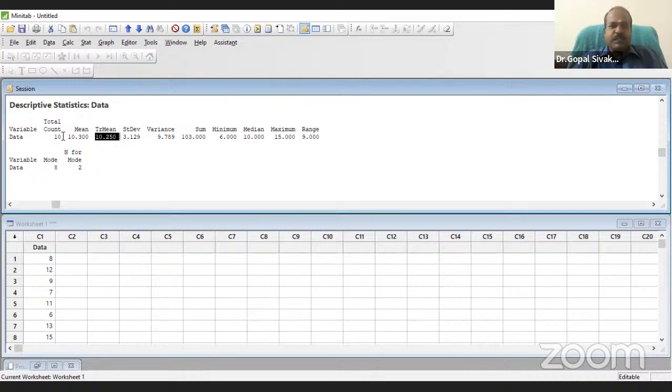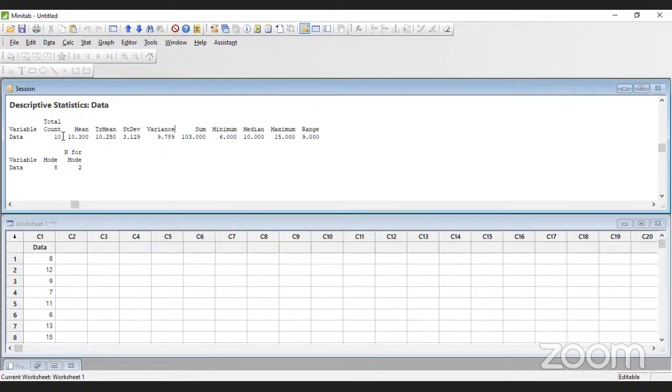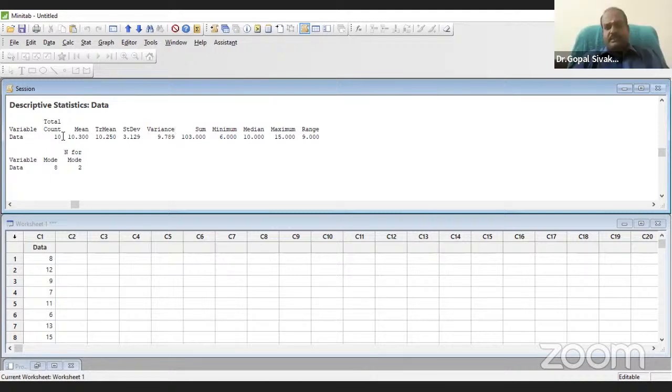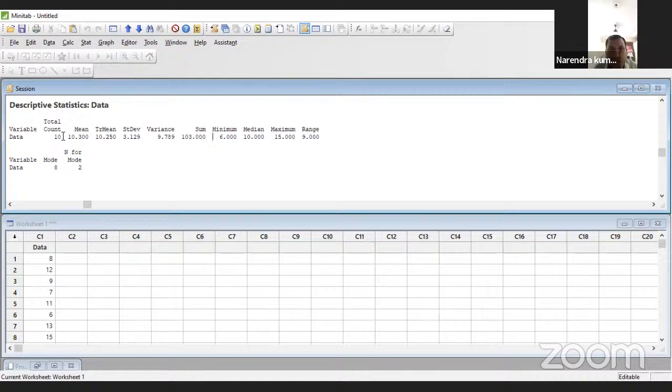Yes. So that is trimmed mean. Standard deviation is 3.129. Square it, that is the variance. When I square the 3, it becomes 9. Do you get the point? Yes or no? I want all of you to be participative. Yes, sir. Standard deviation square is variance. Variance, that's all. And sum means the addition. You add all the values.